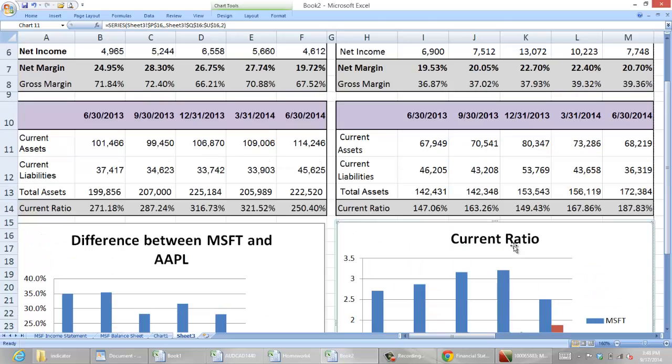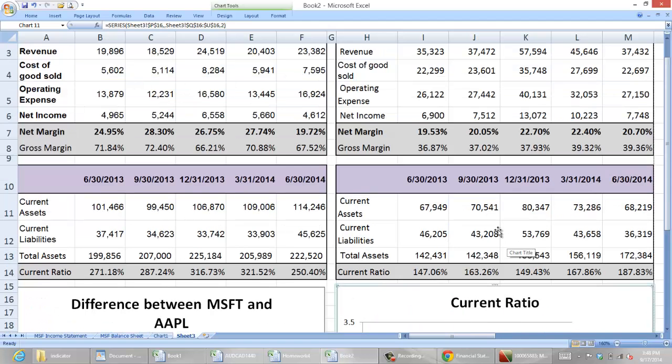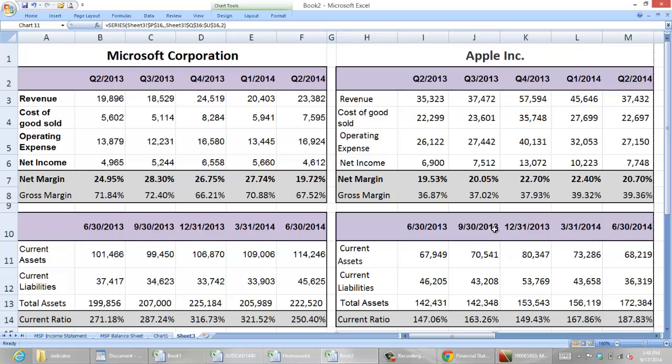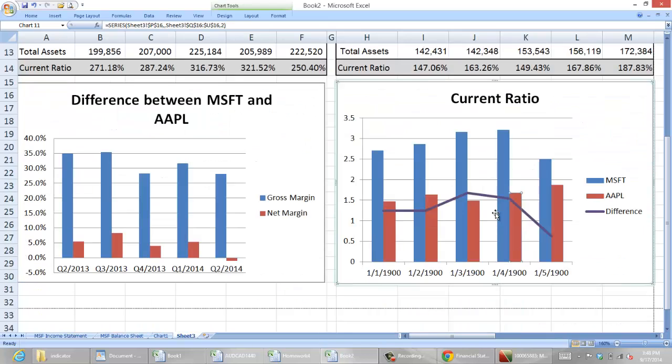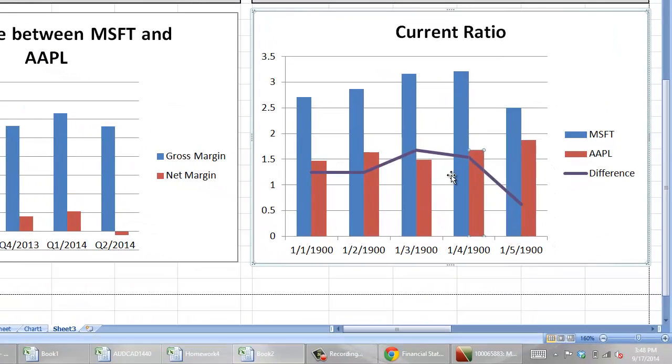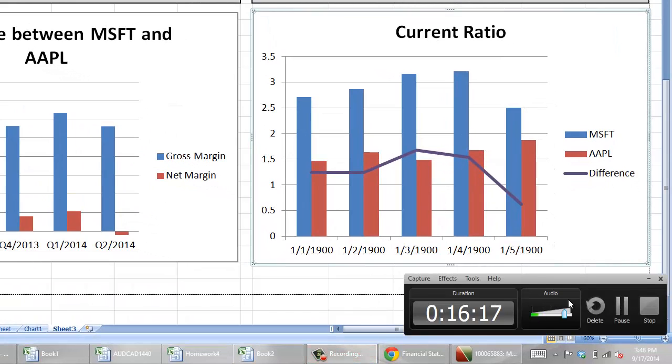Okay, so of course it is just a very preliminary, brief analysis of the two companies, just in order to show you how people use the financial ratio. So I hope that it may help.